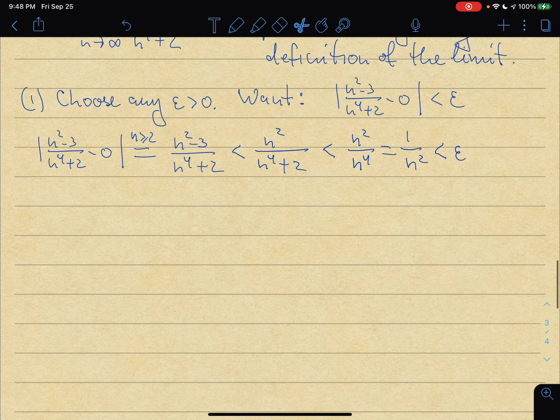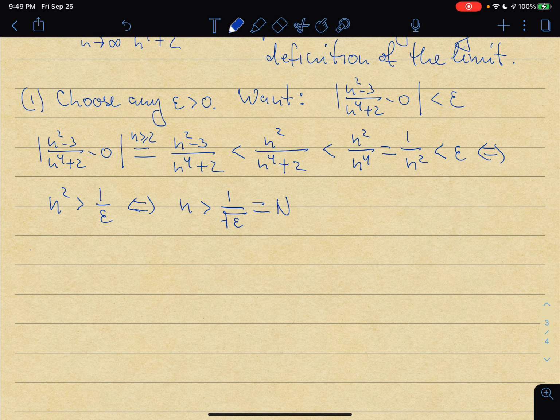All right, so then if 1 over n squared is less than epsilon, that's the same thing as saying n squared is bigger than 1 over epsilon, and that's the same thing as saying, once I have taken the square root, because everything is positive here, that this is equivalent to n being bigger than 1 over square root of epsilon. And I'm going to set capital N to be that 1 over square root of epsilon.